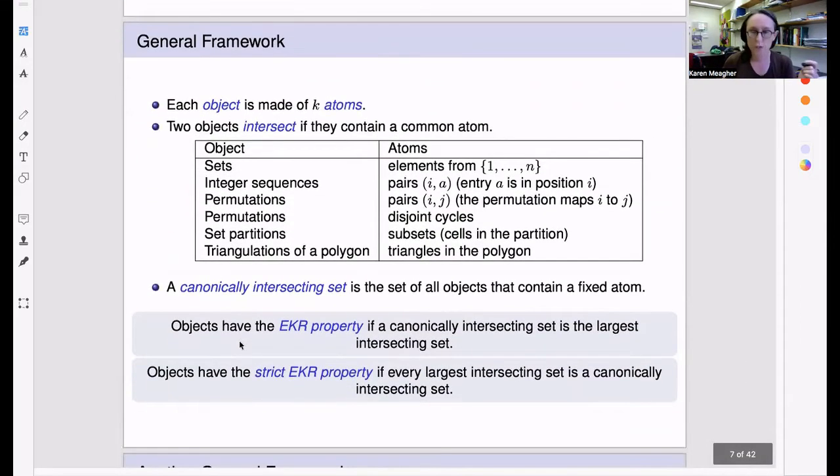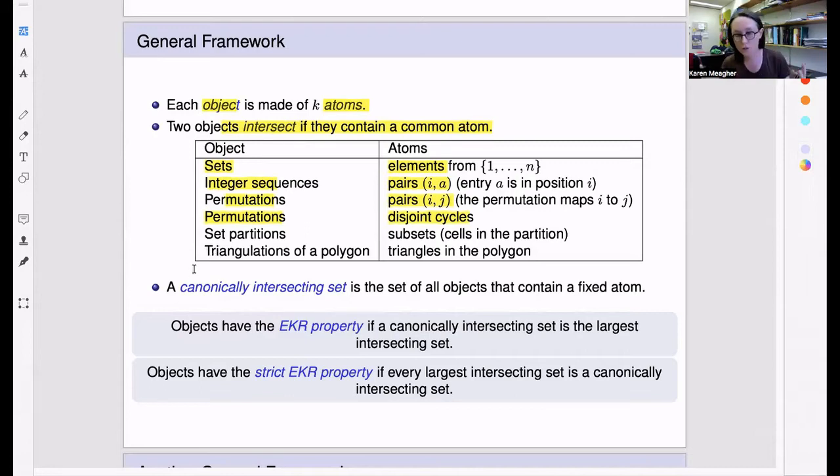So we can turn this into a fairly general framework if we think about objects being made up of atoms. Two objects are going to intersect if they contain a common atom. So for sets, your atoms are elements. For integer sequences, your atoms would be pairs, position and entry. For permutations, we could define them as pairs, i goes to j, or we could write our permutations as disjoint cycles, and each atom is a cycle, and we can put disjoint ones together to make a permutation.